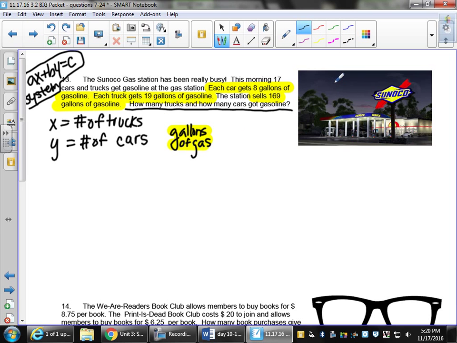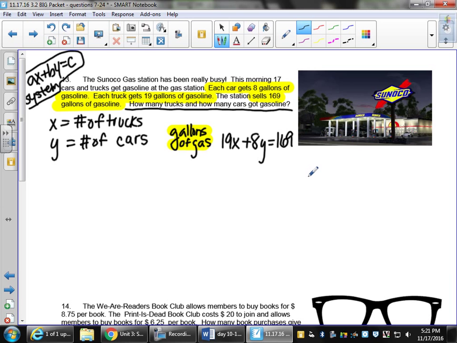Pause. If you have not written this one yet for yourself, write it out. What's the equation going to be? Be careful with order. This says each car gets 8 gallons. So it's not going to be 8x, because for me, x is trucks. So I have to go look for the information about trucks. I'm told each truck gets 19 gallons. So this will be 19x plus cars is y, 8y, equals total gallons, which is 169.